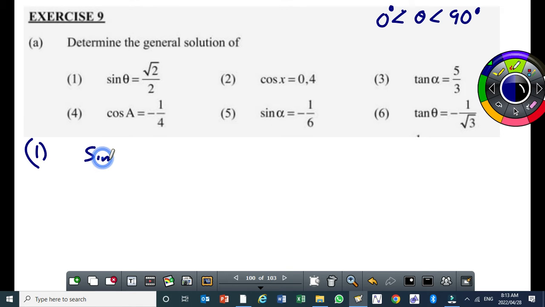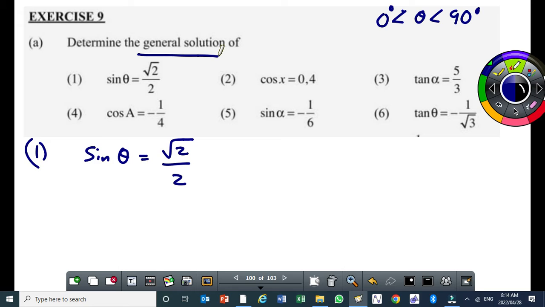Sine theta is equal to the square root of 2 over 2. Okay, so we are supposed to determine the general solution. Please be aware that we are not solving for theta. We are trying to find a formula or formulae that we can use to determine all the possible values of theta. There's a distinction there.